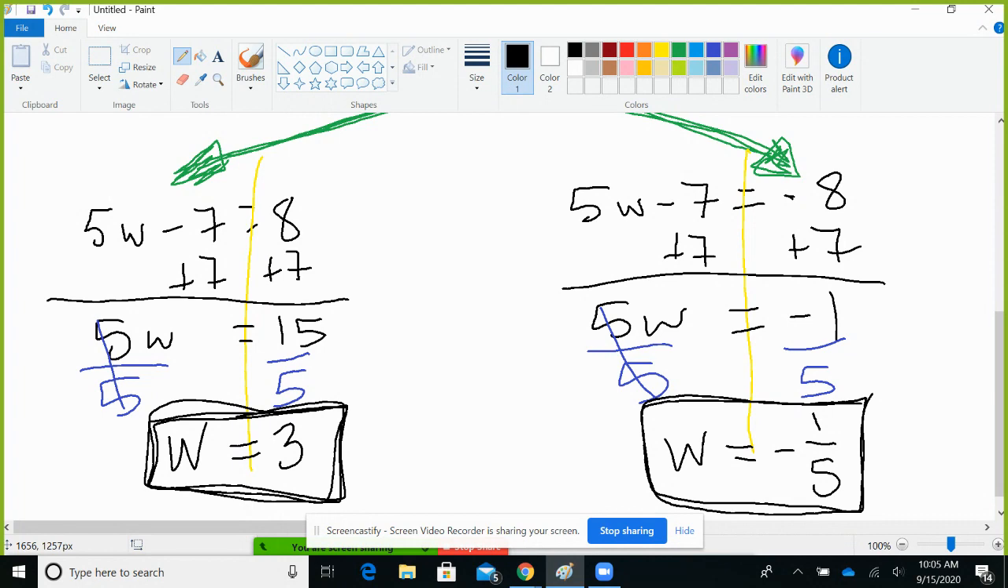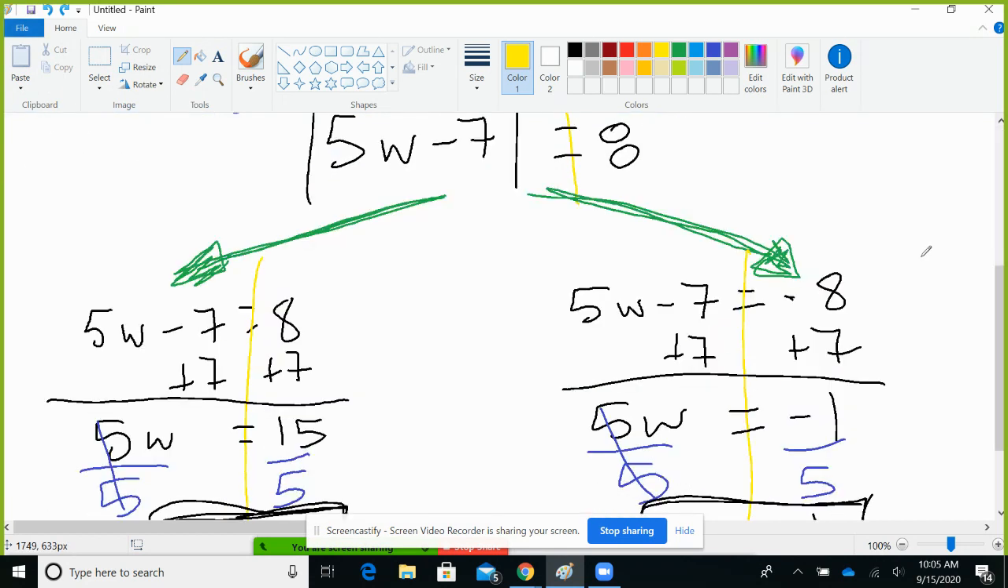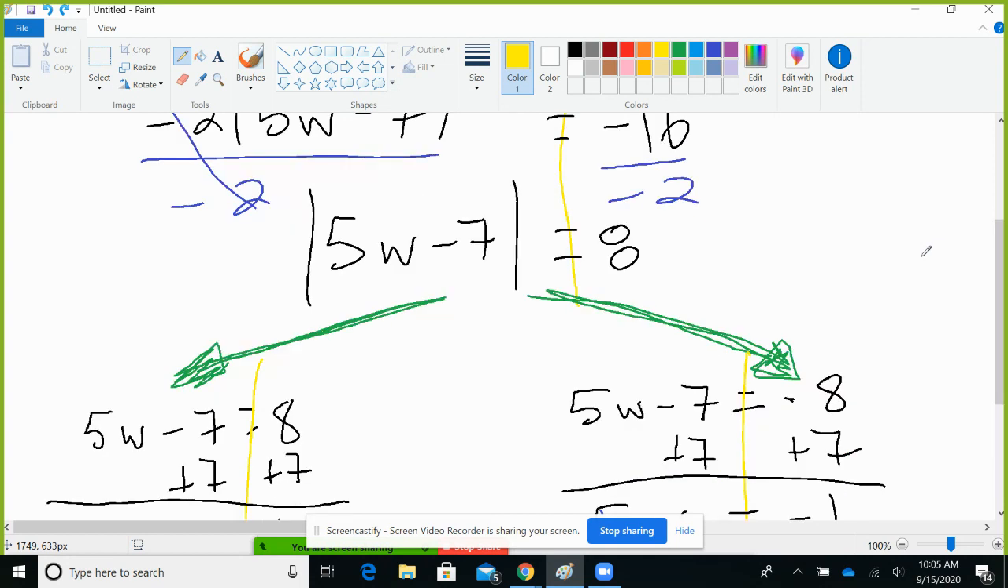So the keys to that problem, the first key is to isolate your absolute value on one side like you did right here. And then once you've isolated the absolute value, you get your two equations, and you solve those two equations.